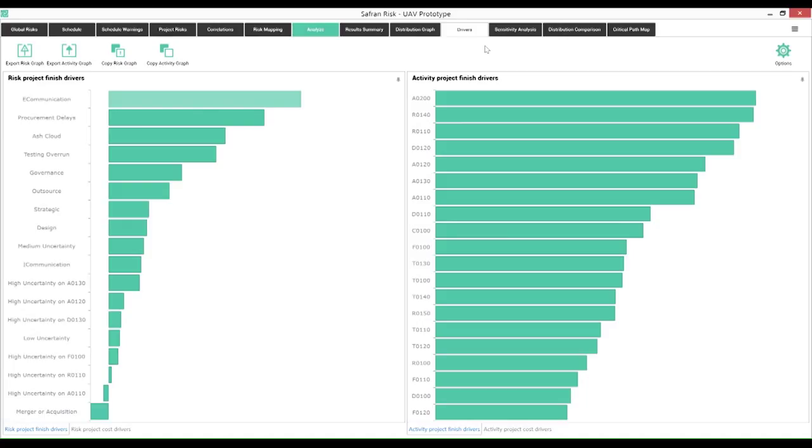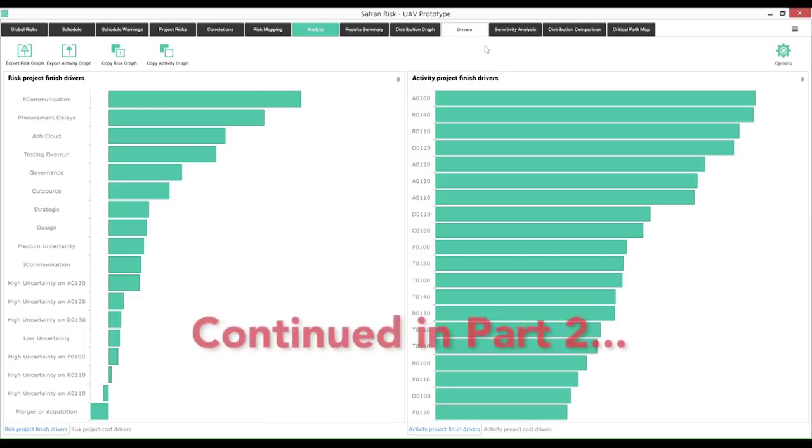And so we've been thinking about that. And we said, well, what can we do differently? How can we really give teams the insight into what's driving their project schedule and their project cost?